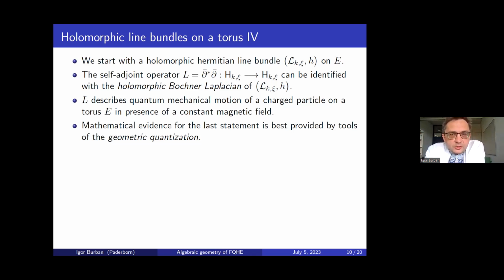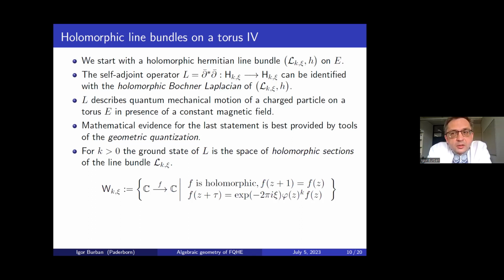And by the very construction of L, one sees that the ground state, since this operator is positive, is a kernel of del bar. So by construction, it's, well, obvious. And the conclusion is that if K is positive, then the space of holomorphic sections of my line bundle can be identified with the ground state of my magnetic Laplacian L.